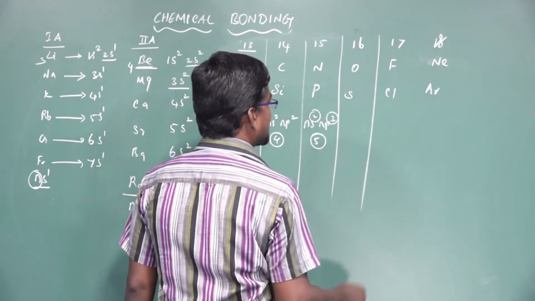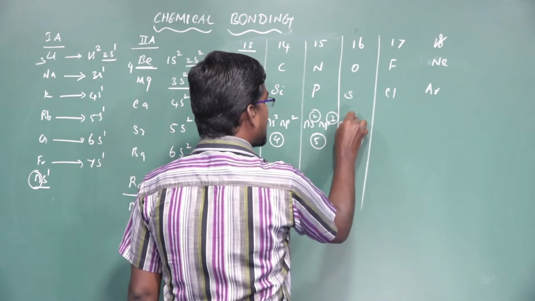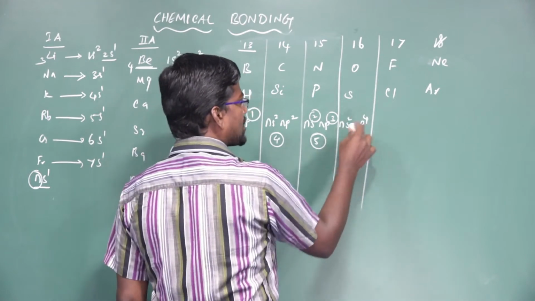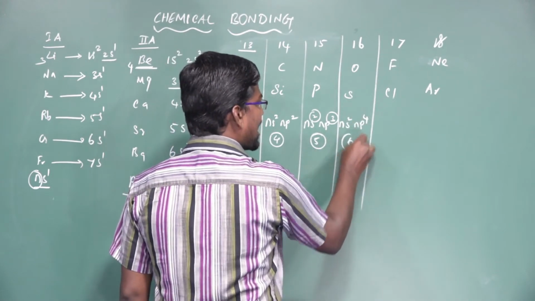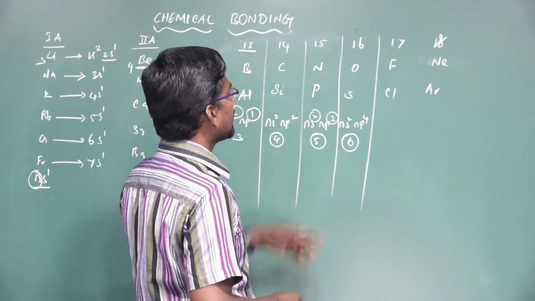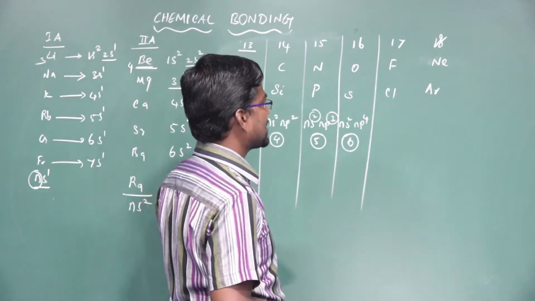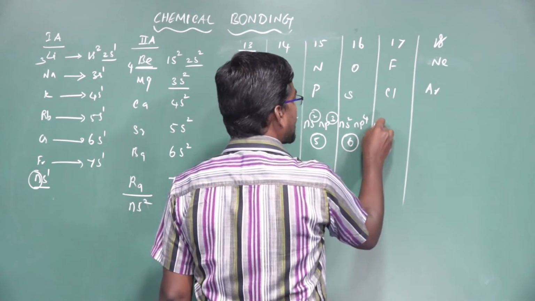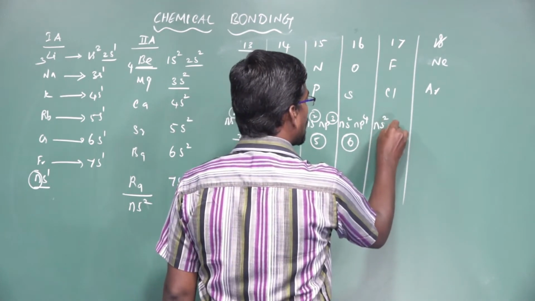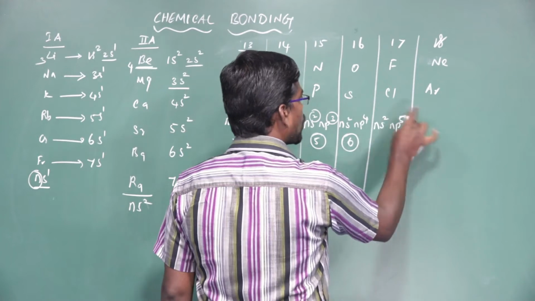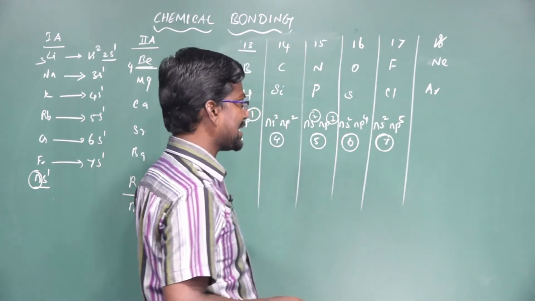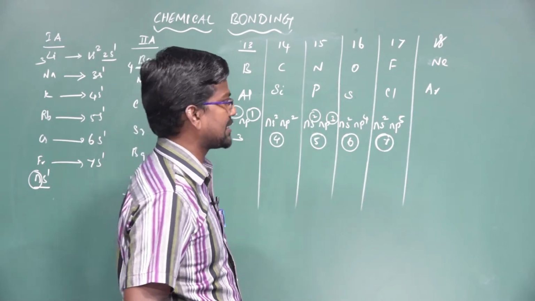16th group elements, the oxygen family, have general electron configuration ns2 np4, so 2 plus 4 equal to 6 valence electrons. 17th group elements have general electron configuration ns2 np5, 2 plus 5 equal to 7. There are 7 valence electrons in the 17th group elements.